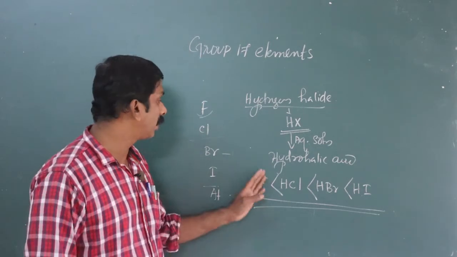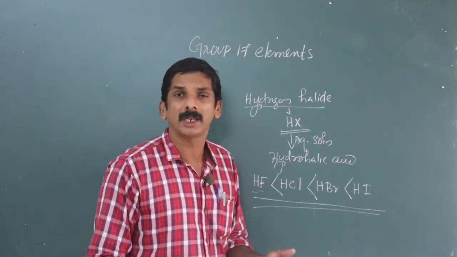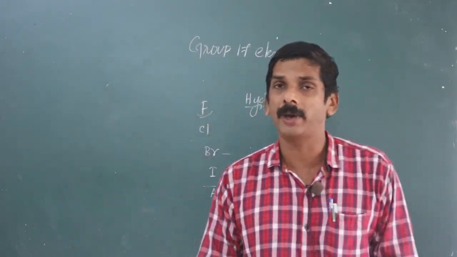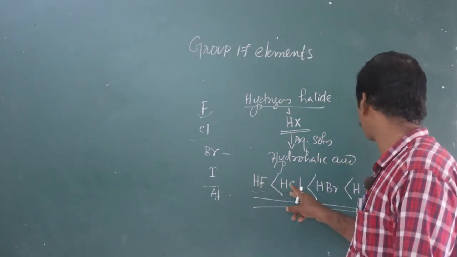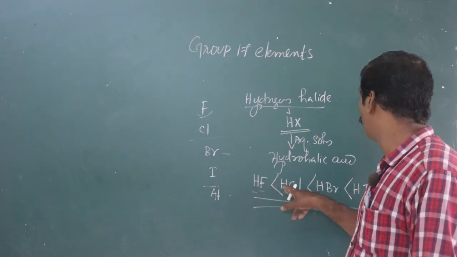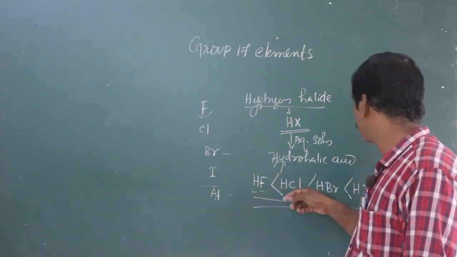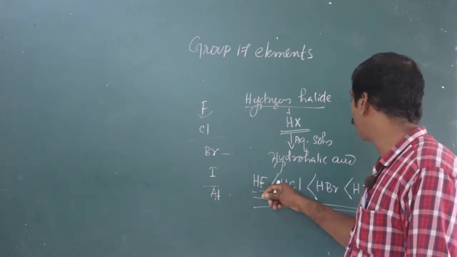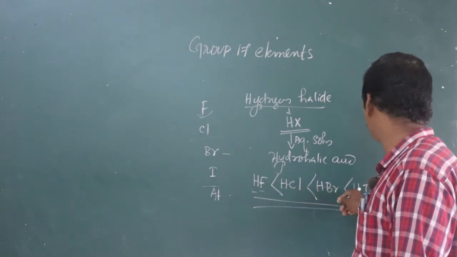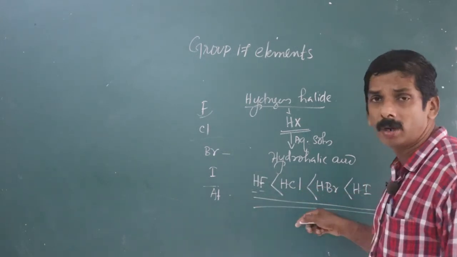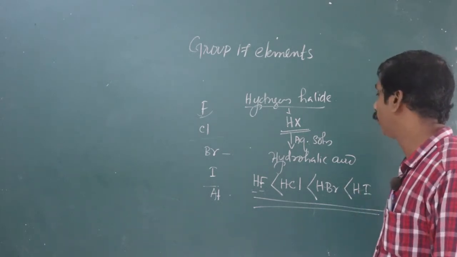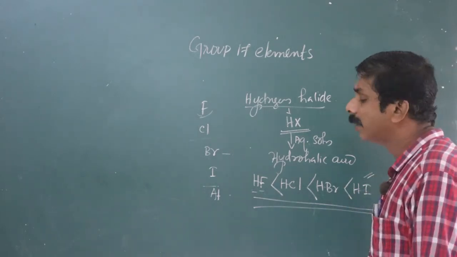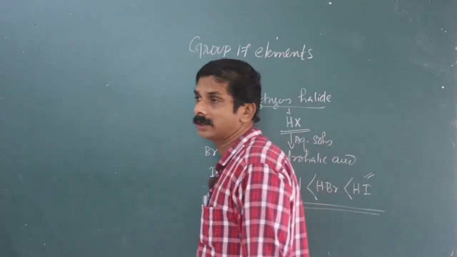Don't be confused into thinking hydrochloric acid is the strongest acid just because we are familiar with it. This is the order. As we move down the group, from HBr to HI, the bond between hydrogen and halogen becomes weaker, and somewhat homolytic cleavage takes place in the case of HI. This is the order of strength of hydrohalic acids.